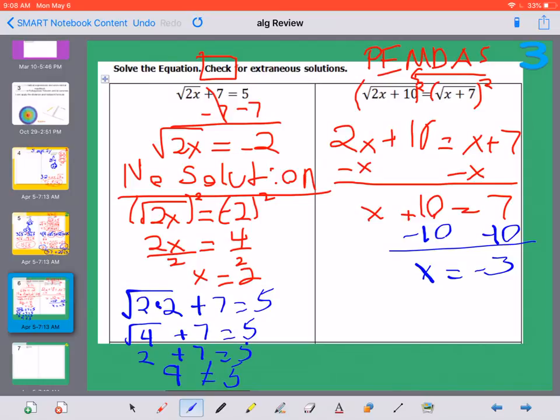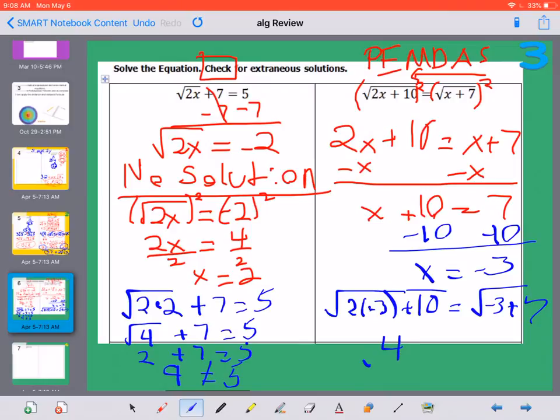If we were to check this, we would have the square root of 2 times negative 3 plus 10 equals the square root of negative 3 plus 7. 2 times negative 3 is negative 6, plus 10 is 4. Negative 3 plus 7 is 4, so we would have the square root of 4 equals the square root of 4, which would make this solution true. x equals negative 3.